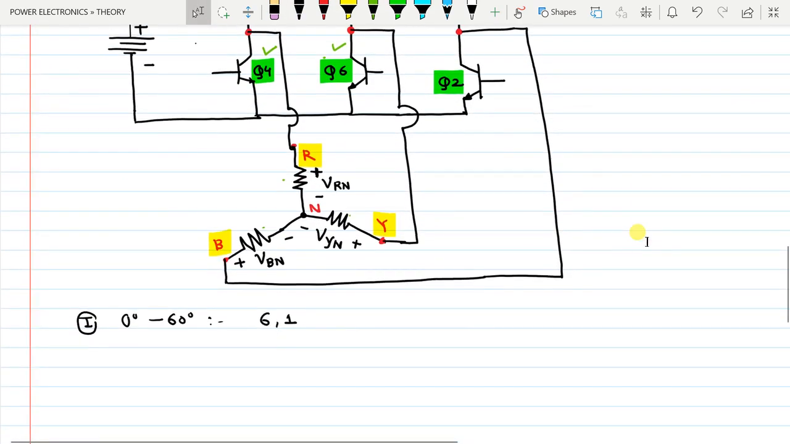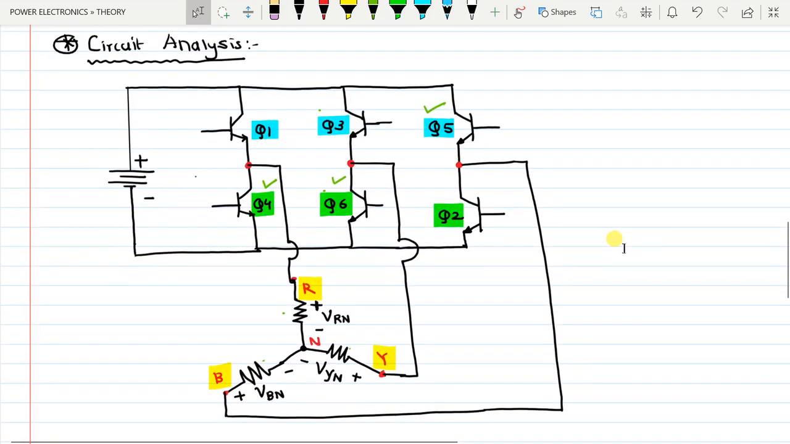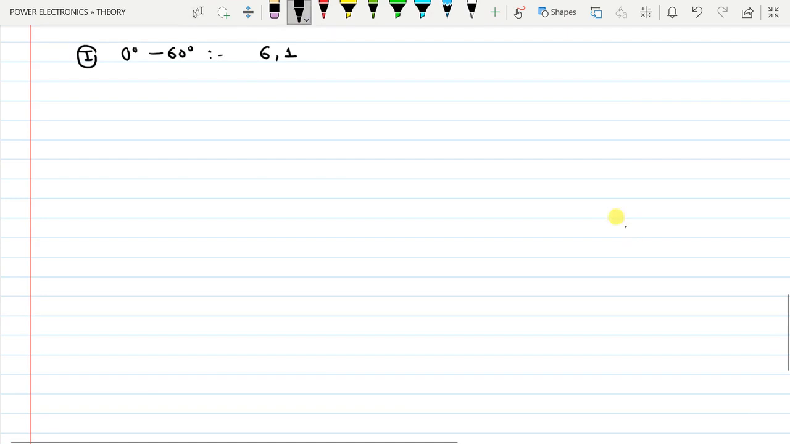So in 0 to 60 degrees interval, 6 and 1 are conducting. So we can see that R is connected to plus V, Y will be connected to minus V, and the B phase, because neither 2 nor 5 are conducting, will be open. So the circuit becomes like this.